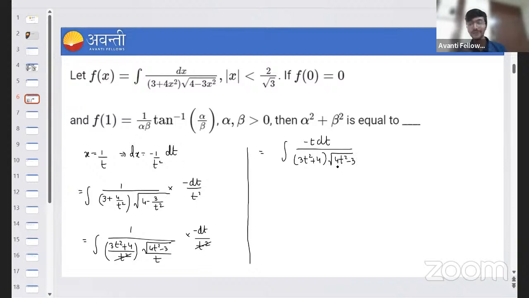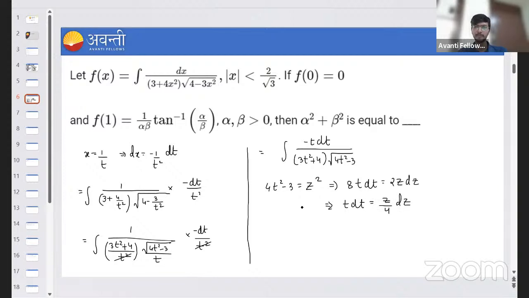Now in this case, we have to again do a substitution. So what substitution can we use here? We'll use 4t square minus 3 is equal to z square, right? That means 8t dt will be equal to 2z dz, and that means t dt can be written as z by 4 dz. I hope I did not make a mistake.